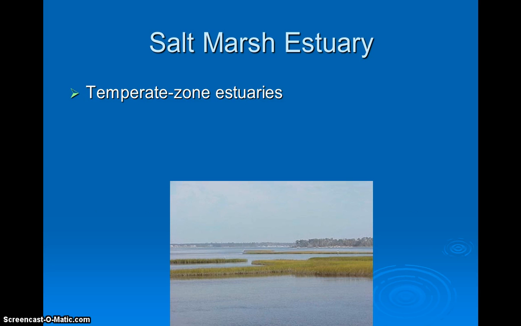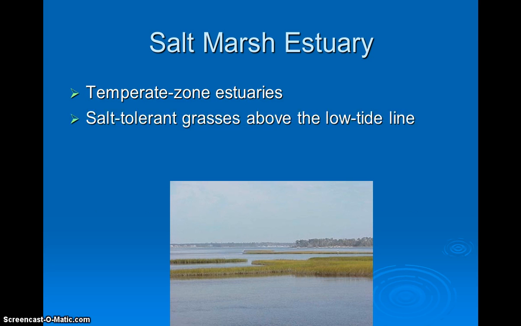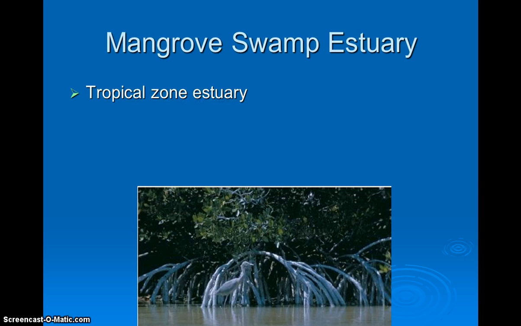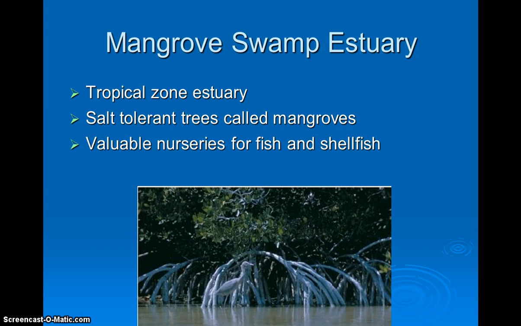Saltwater estuaries. Temperate zone estuary. Salt-tolerant grasses grow above the low tide line. Seagrass is the underwater grass. Mangrove swamp estuaries are tropical zone estuaries. The saltwater tolerant trees are called mangroves, and they are valuable as nurseries for shrimp and shellfish.